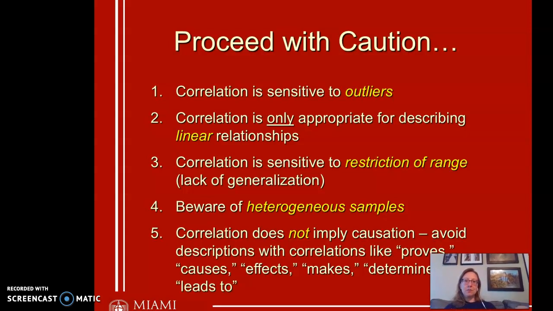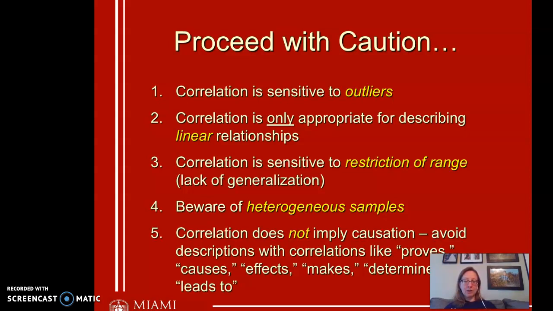So we have to be careful when we're interpreting correlations because they're sensitive to outliers. We can only use a correlation R value if we're actually looking at a linear relationship. The correlation coefficient will be sensitive or have problems if we have a restriction of range. If we don't have people that vary a whole lot, that can be problematic. We also might have heterogeneous samples. That'll be shown in the homoskedasticity. And the last thing we have to remember is that correlation does not imply causation.